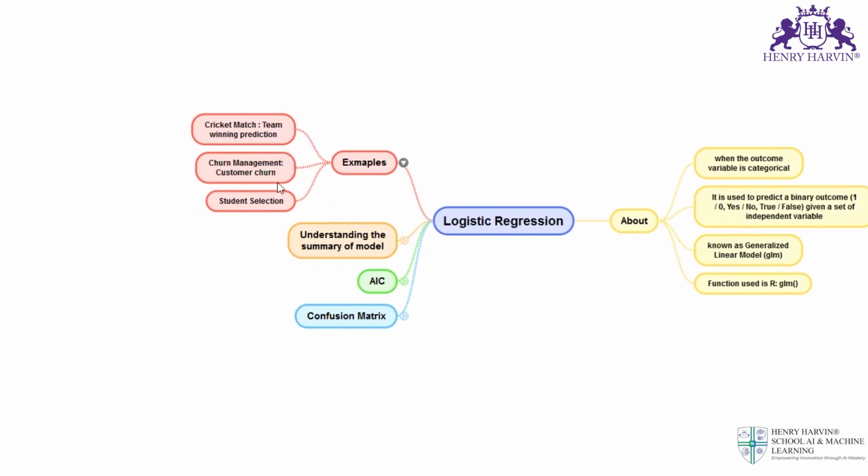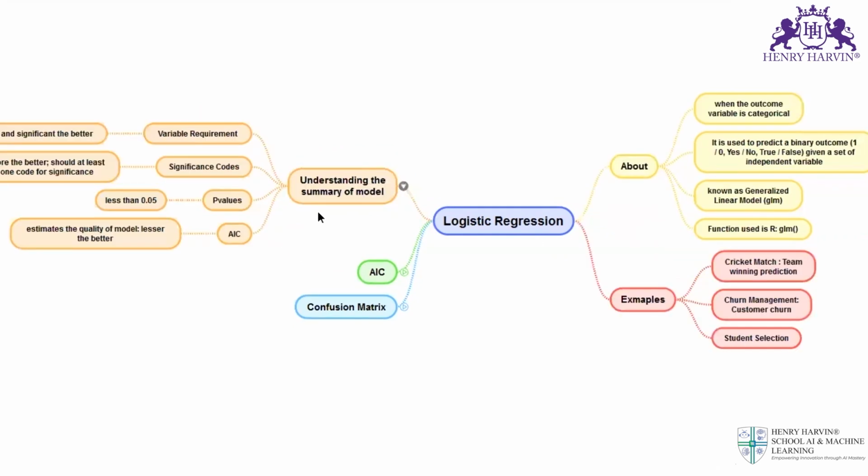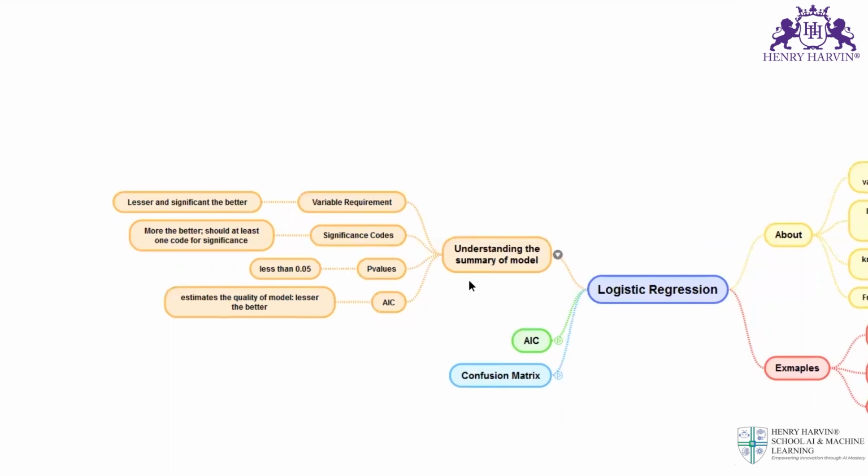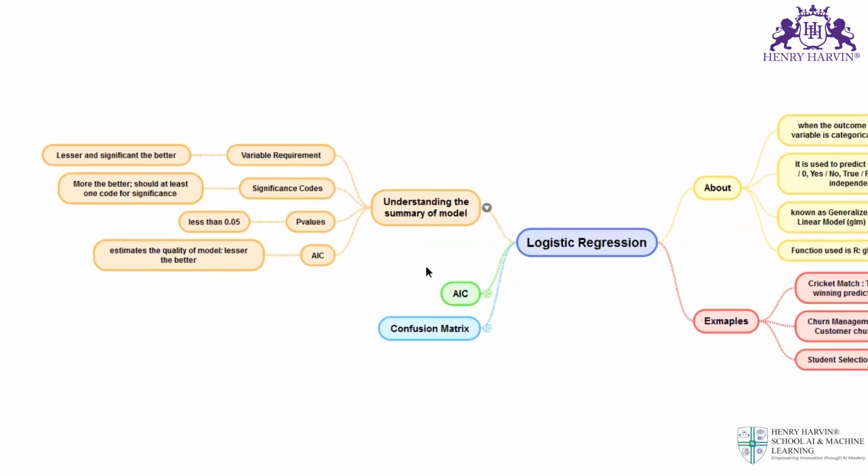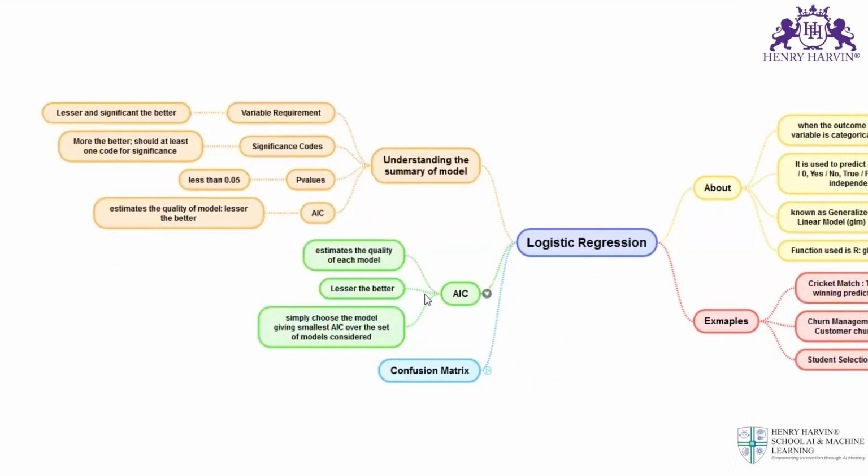Next is whether the customer will churn or not after availing the service or buying a product. Next is student selection, which we just did, creating a model for that. And next is understanding the summary of a model. For understanding it, the important elements are variable requirement, significance code, p-values, and AIC. The lesser the AIC, the better.